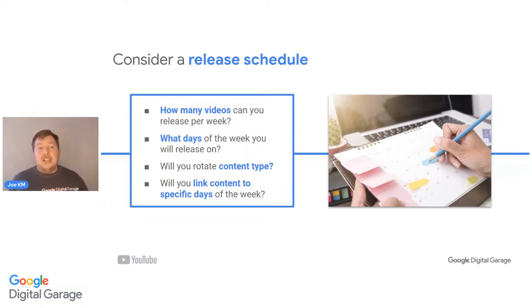So write down these questions. How many videos can you release per week, per month? What days of the week are you going to release on? And it could be that on a Monday you do one thing, and on a Wednesday and Thursday you do a bit of short form content, and once at the weekend you might do some random content that's a one-off. But you're just making it consistent.